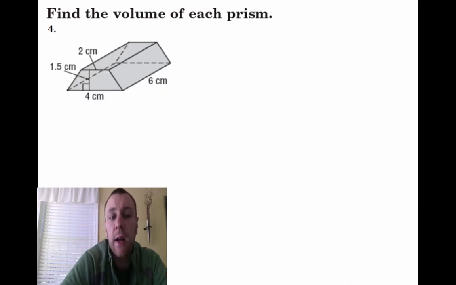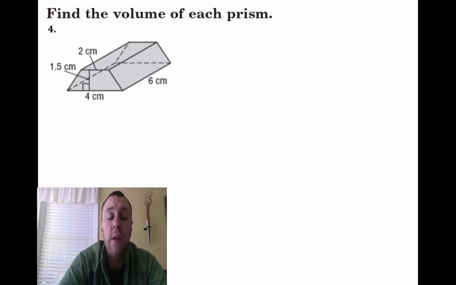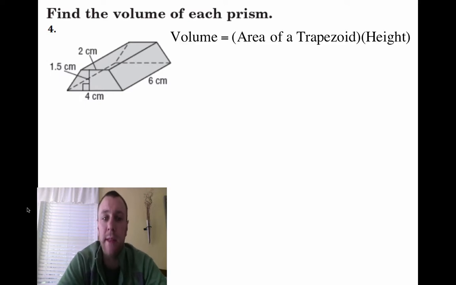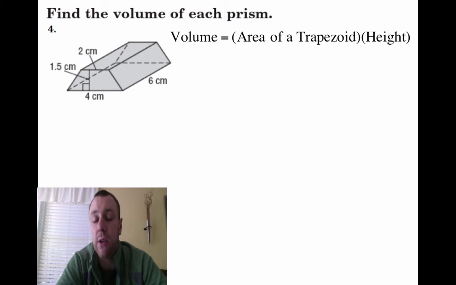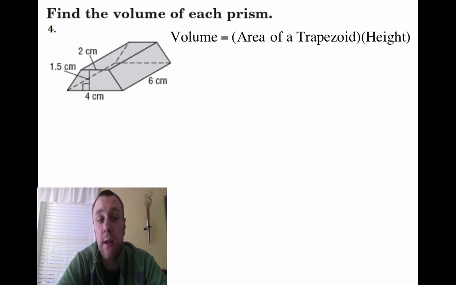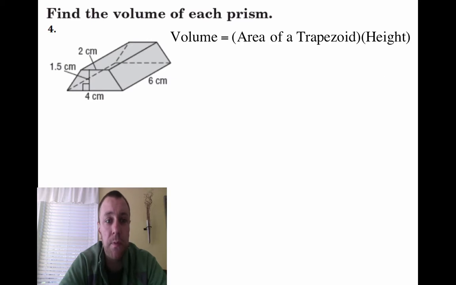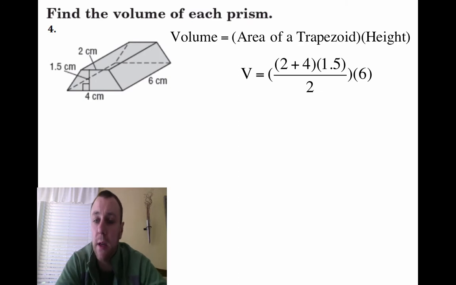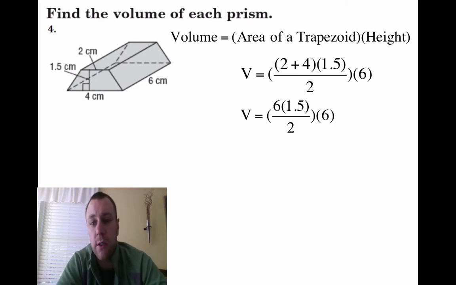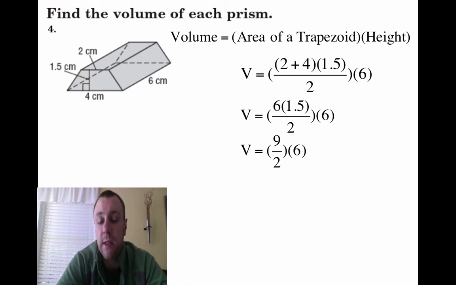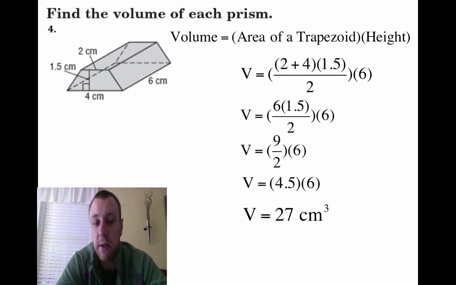In this case, this is a trapezoidal prism. So again, I have to find the area of the trapezoid and then multiply by the height. The height of the prism is that 6 because that's between the two bases. And the area formula for a trapezoid is base 1 plus base 2 times the height of the trapezoid divided by 2. So base 1 and base 2 are 4 and 2, and the height of the trapezoid is 1.5. So I'm going to add the 2 and the 4 first, then multiply by 1.5, then divide by that 2, and then multiply all that out, and I get 27 centimeters cubed.